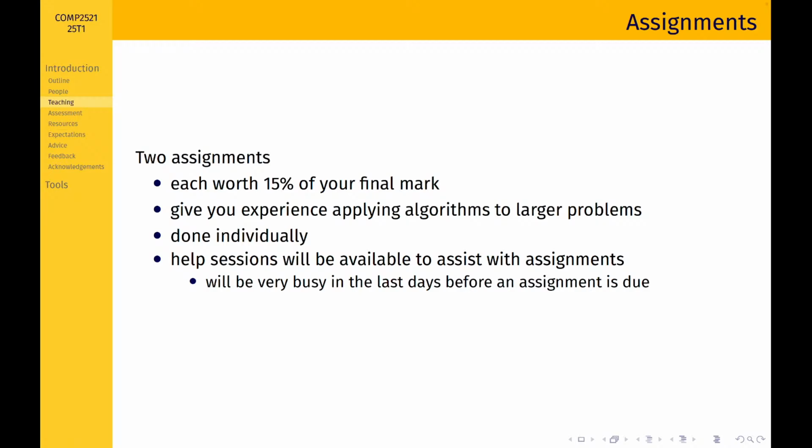Okay, we also have assignments. So, 2 assignments, and each of them are worth 15% of your mark.